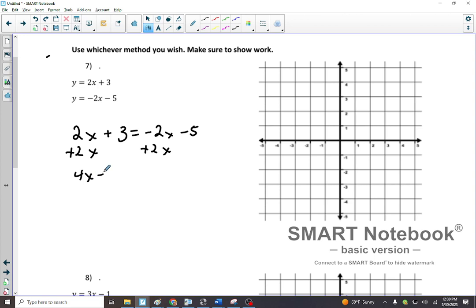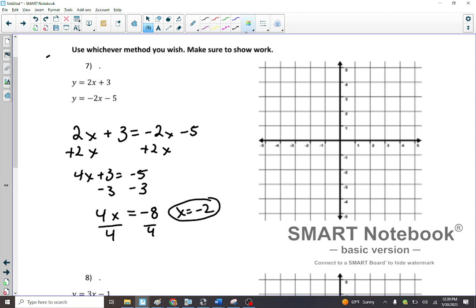So I get 4x plus 3 equals negative 5. Subtract 3 on both sides. Don't slip up on your negatives. That's a common error with every grade, but also our grade. Therefore, x equals negative 8, right? Good, negative 8. Divide by 4 on both sides. x equals negative 2.